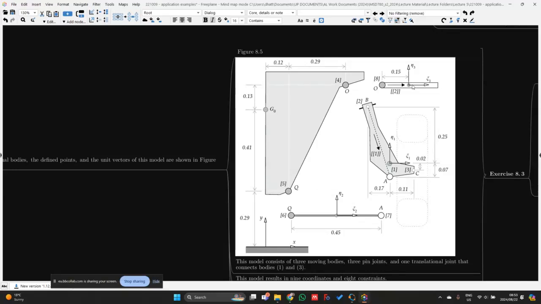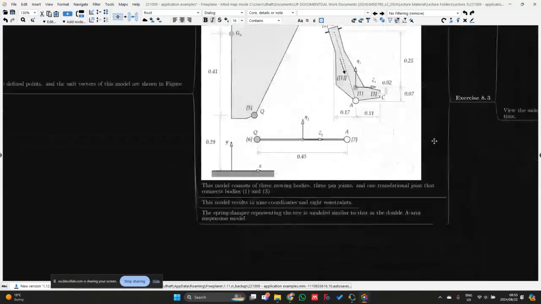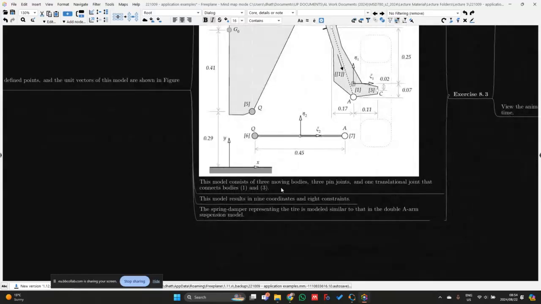Unit vector 2 is relatively easy to find. It's just going to be in the XY direction over here. Unit vector 1, on the other hand, is a bit more difficult. It's at a weird angle with respect to the chosen local coordinate system. And so we're going to look at how to find that in a moment.